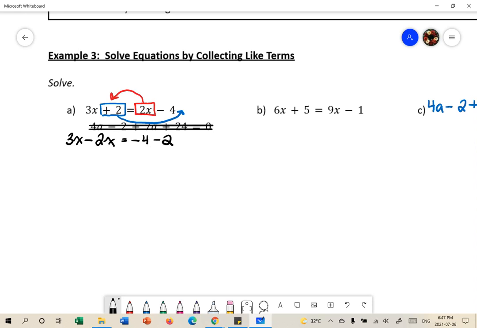Now I can simplify my left side because 3x and -2x are like terms. 3x minus 2x is 1x, but instead of writing that coefficient 1, I'm just going to keep it invisible. And -4 subtract 2 is -6.